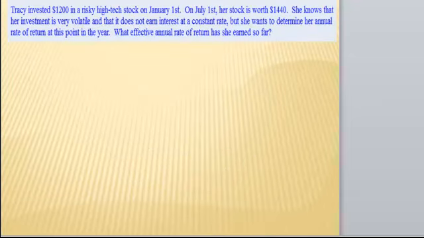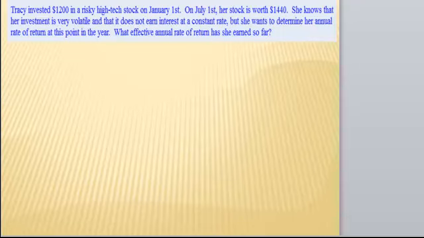Tracy invested $1,200 in a risky high-tech stock on January 1st. On July 1st, her stock is worth $1,440. She knows that her investment is very volatile and that it does not earn interest at a constant rate, but she wants to determine her annual rate of return at this point in the year. What effective annual rate of return has she earned so far?